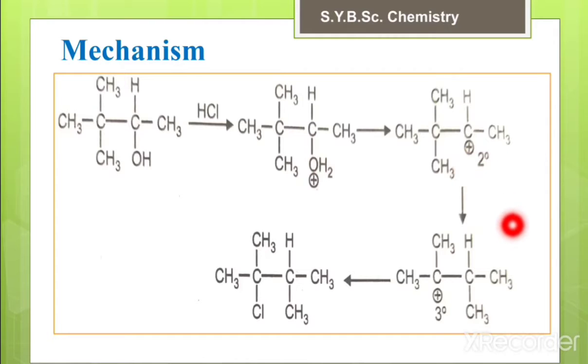In the next step, there is migration of the CH3 group. Here it is a 1,2 migration. That means the CH3 group will migrate from this side, and here we get the carbocation. That means the secondary carbocation is converted into a tertiary carbocation. And in the next step, there is addition of Cl minus, it will attack, and finally we get the rearranged product.